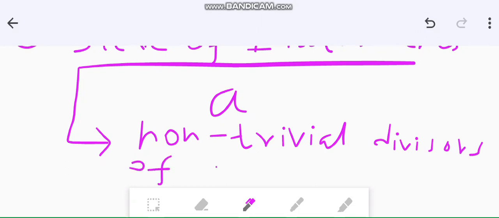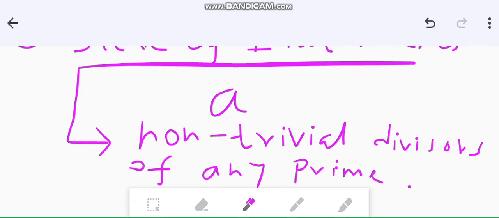A better way to say it is that this method can be used by anyone to find the non-trivial divisors of any number.